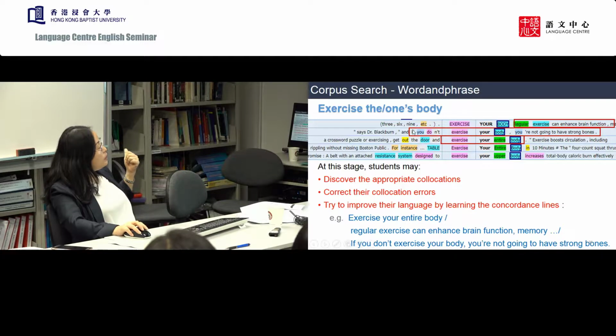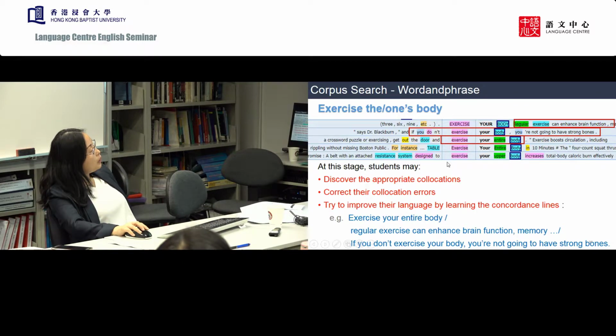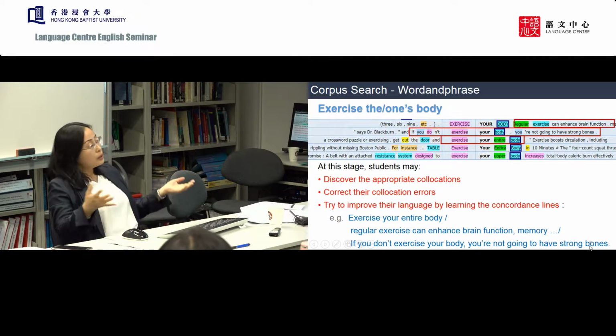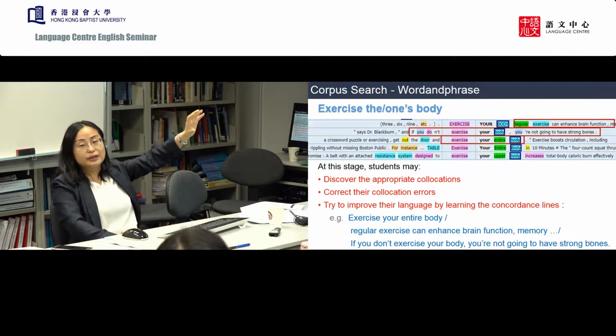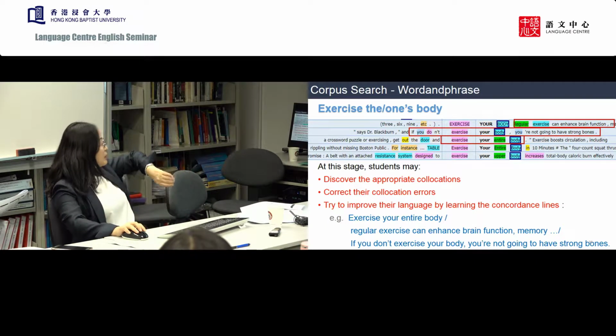And then maybe you can make them try to learn from these concordance lines which of exercise or practice is correctly used. Show them examples like "exercise your entire body," "Regular exercise can enhance brain function," "If you don't exercise your body, you are not going to have strong bones." Or maybe you can make some gut-feeling questions out of these concordance lines. So this is the example I'm going to show you.